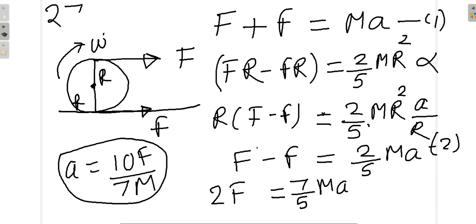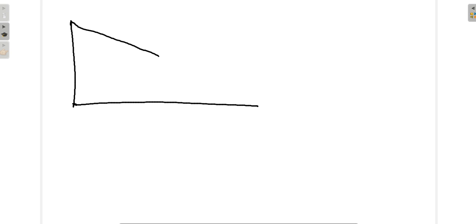Now let us consider one more concept I need you to understand, and that is rolling down an inclined plane. A sphere rolling down an inclined plane is a very commonly asked problem. Let us try to understand that. It can be any body, a spherical body, not necessarily a sphere. It can be a ring, it can be a disc.